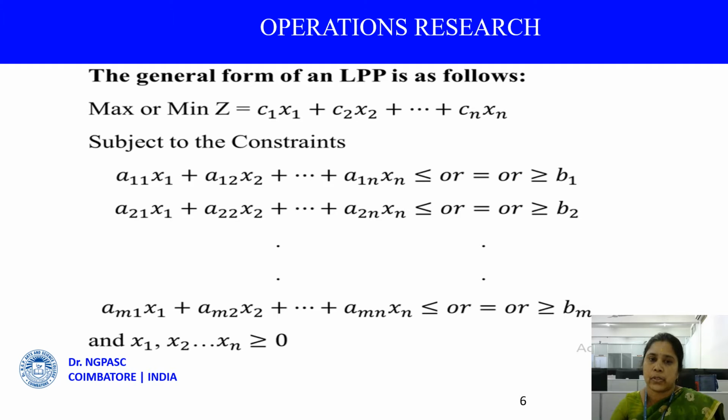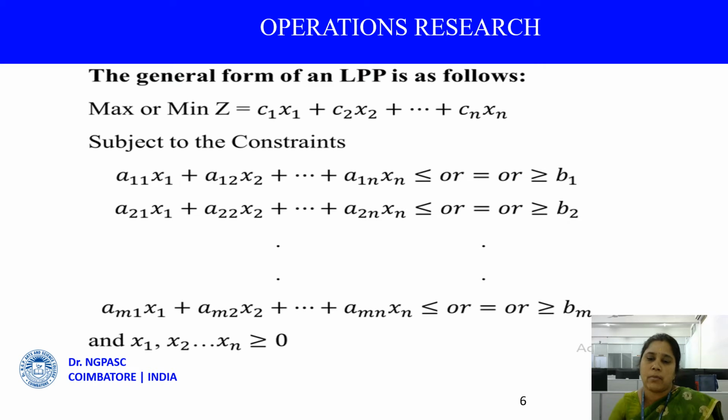A1n are the coefficients in the constraints on the left hand side. The right hand side constants are B1, B2, etc. Bm. That is, we write A11 x1 plus A12 x2 plus etc. A1n xn less than or equal to, or greater than or equal to, B1. Then from the second equation up to the last equation, Am1 x1 plus Am2 x2 plus etc. Amn xn less than or equal to, or greater than or equal to, Bm. And the non-negativity constraints x1, x2, etc. xn greater than or equal to 0.